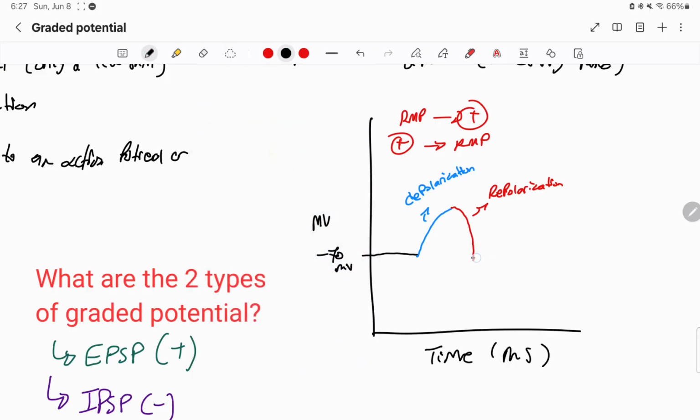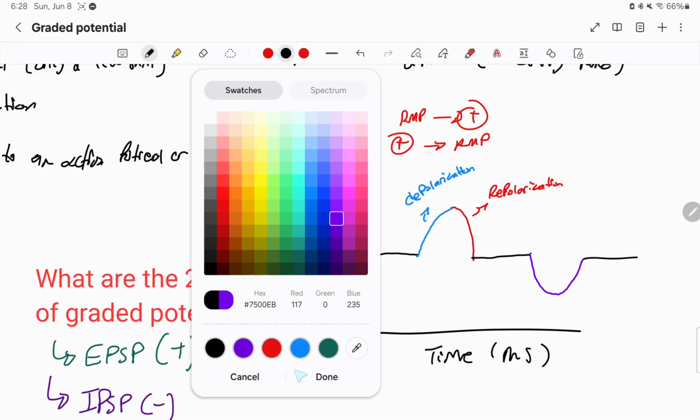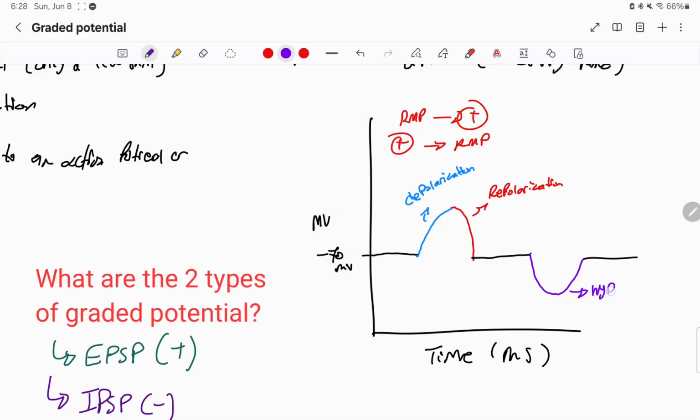But then let's say I'm back here again, but now, for some reason, I become super, super negative. This right here is called hyperpolarization, because I'm even more negative. Let's say I get down to negative 90 millivolts. I'm hyperpolarized. I'm more negative than I started. So going from a negative to an even more negative is called hyperpolarization.